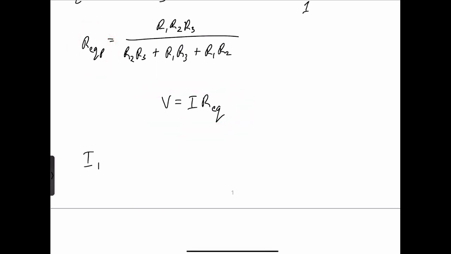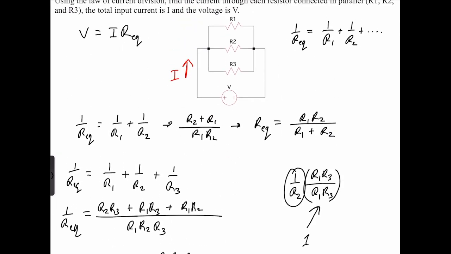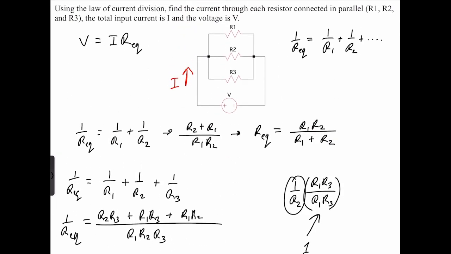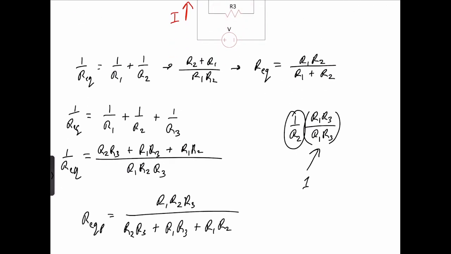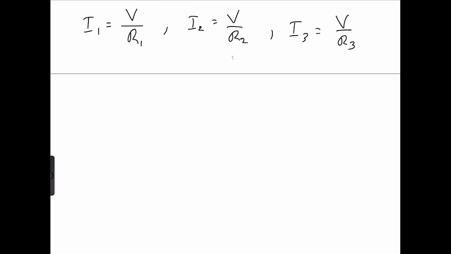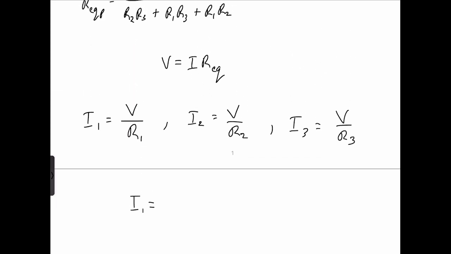So I1 is equal to the voltage across R1 divided by the resistance of R1. However, resistors in parallel connected across a voltage source V all see the same voltage. So I2 is equal to V over R2, and I3 is equal to V over R3. Let's just show I1. I1 is now equal to V over R1.